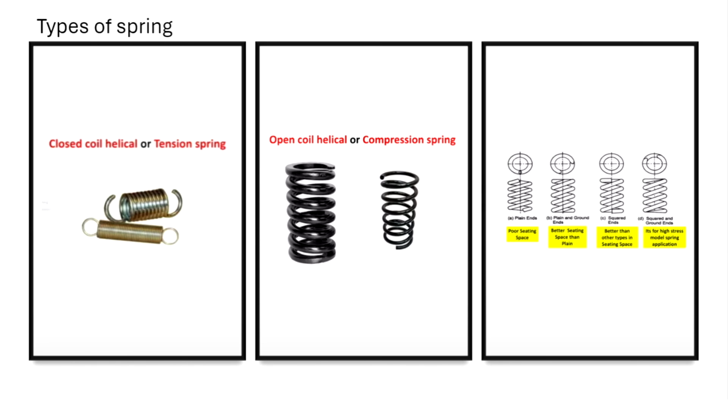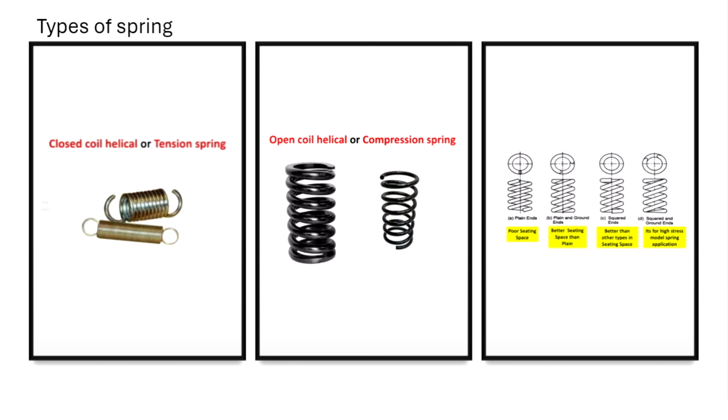This is part 28 of our CATIA V5 solid modeling series. In today's session, we are going to create a 3D model of an open coil helical spring using CATIA V5. Along with that, I will explain the different types of spring used in engineering applications. So this is going to be a very useful session for both CAD learning and core mechanical concepts. Let's get started. Types of spring.